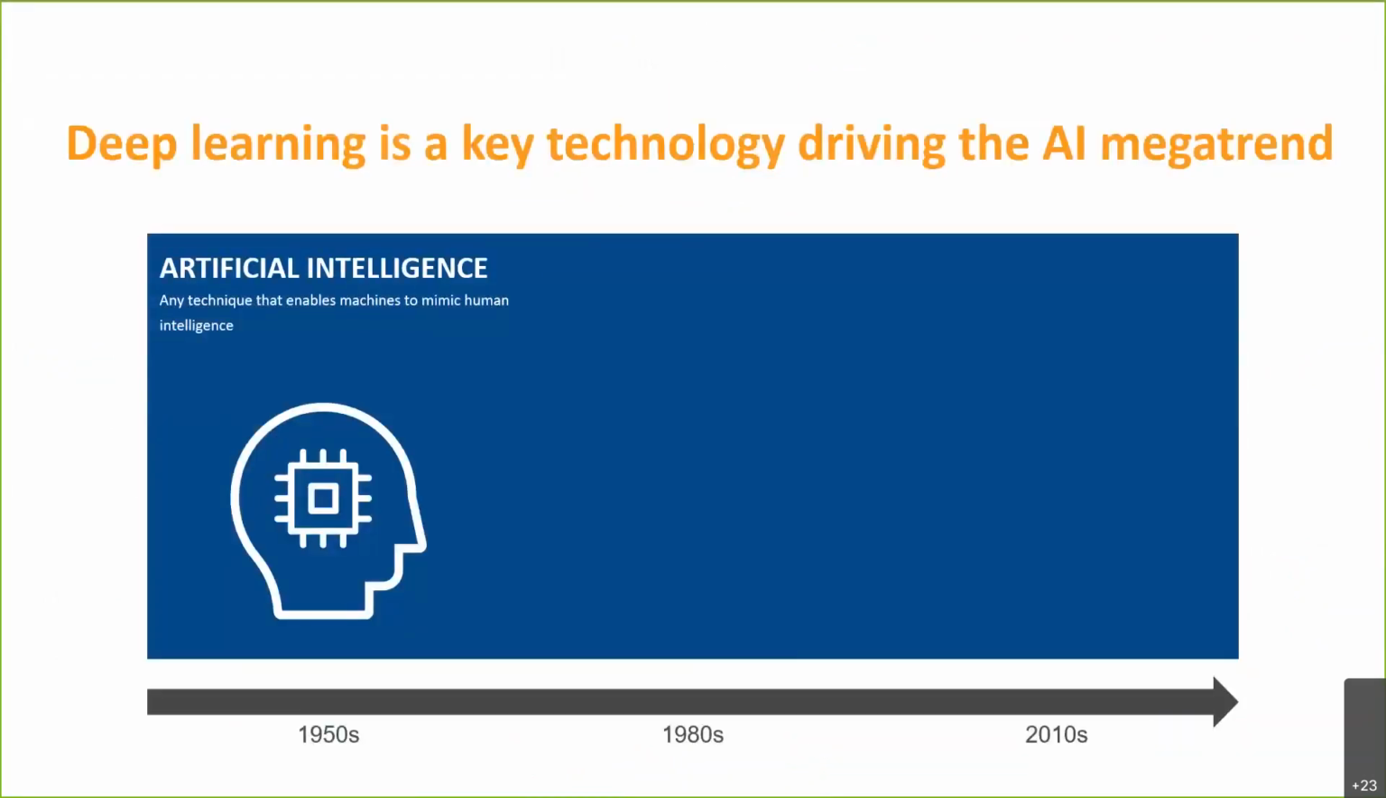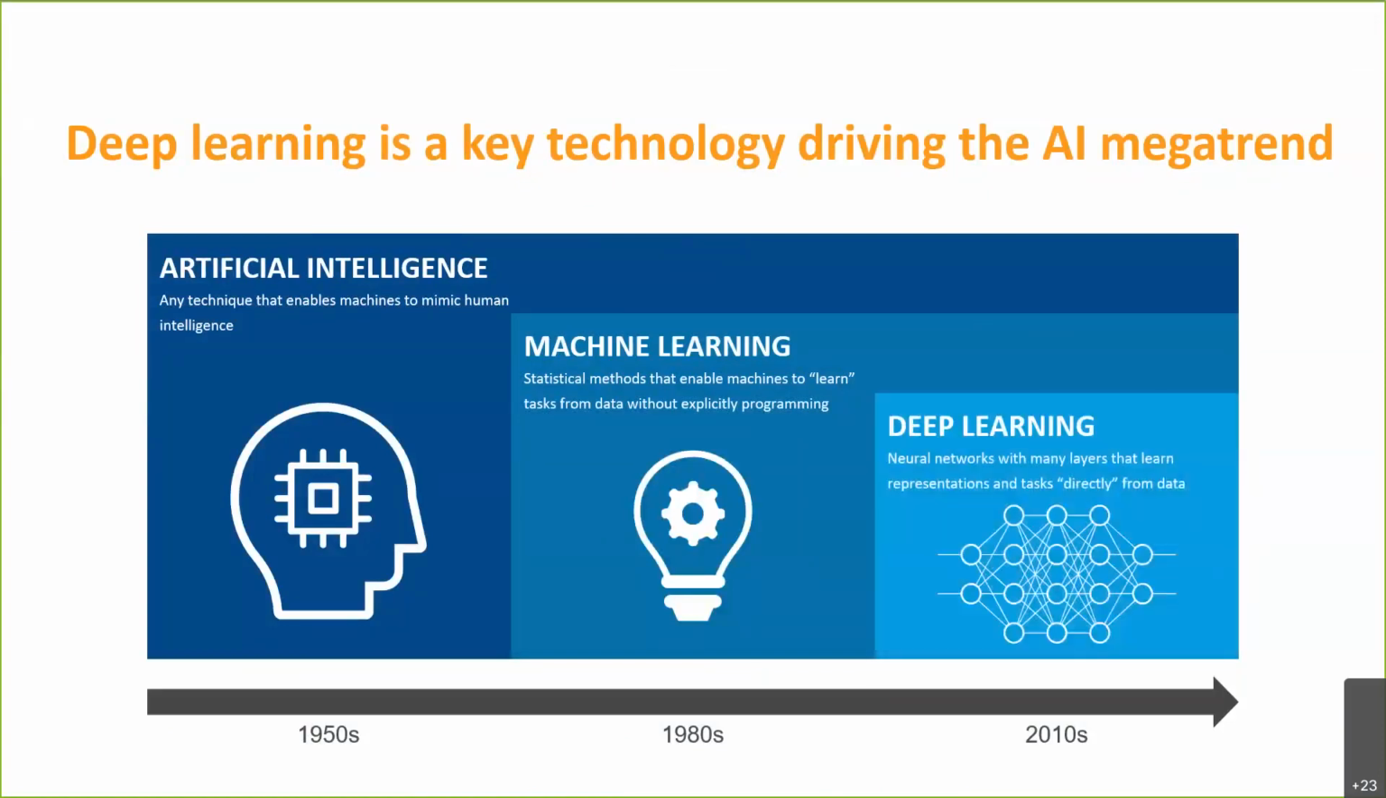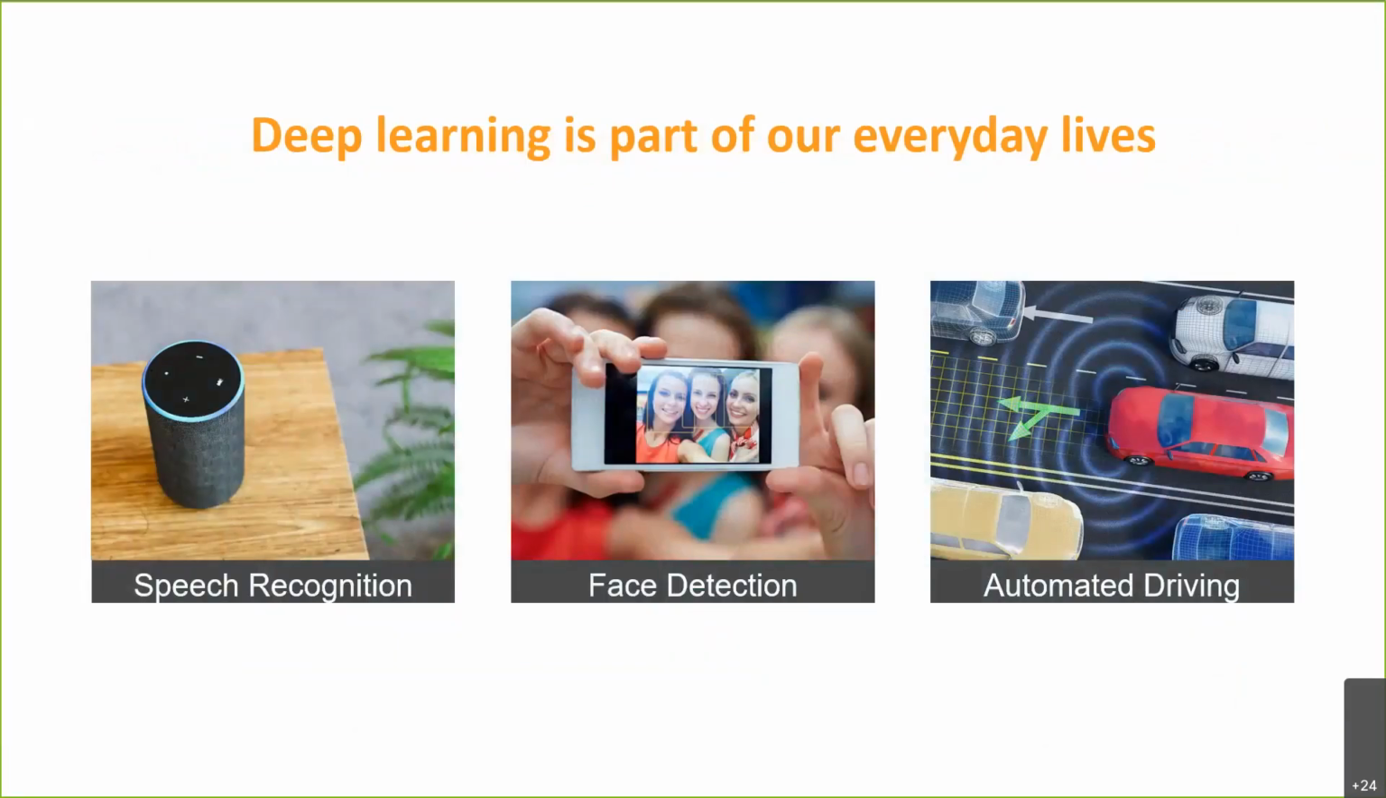Deep learning is a key technology driving the current artificial intelligence mega trend. Its origins date back to the dawn of computing, which evolved to include machine learning. And now, deep learning is a subset of machine learning. The popular consumer applications of artificial intelligence include speech recognition used in smart speakers, face detection for cameras on phones, and also autonomous self-driving systems in automotive vehicles.